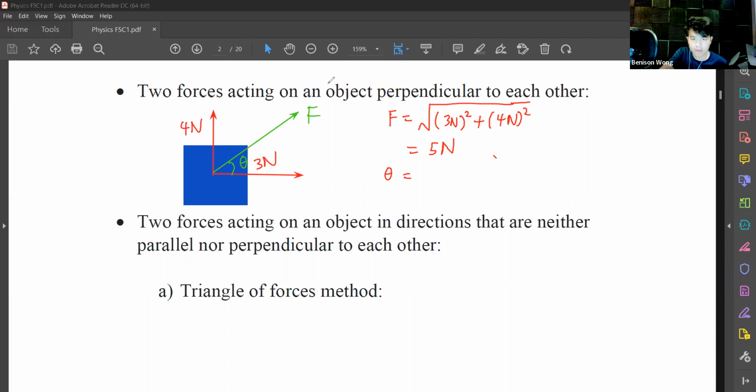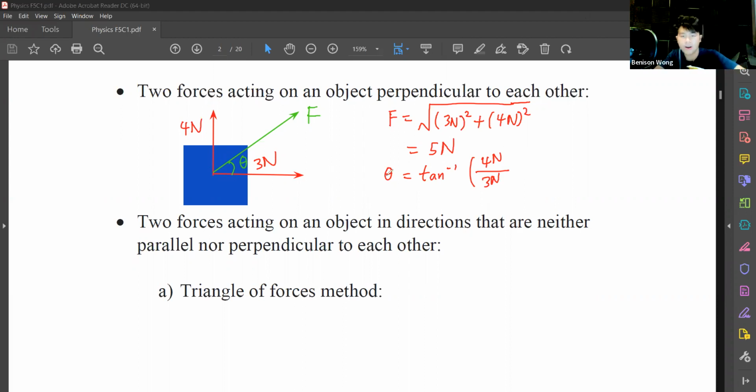adjacent and the opposite. Okay, over here, imagine there's another force of 4 Newton. That will be the resultant force. Okay, so the angle will be the tangent, because the opposite of this angle is this part. This part is the vertical force. Opposite 4 Newton over the adjacent. The adjacent is the horizontal part, 3 Newton.